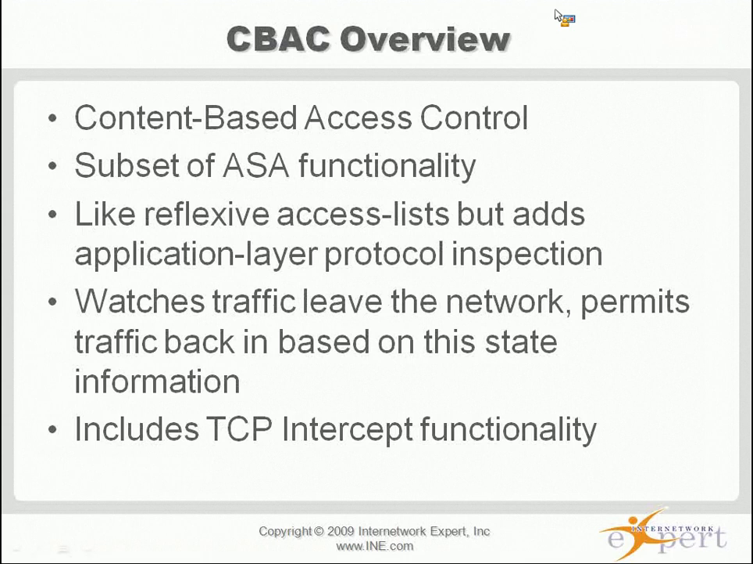Watching the traffic leave the network, permitting that traffic back in based on the state information gathered. Again, being able to bypass ACLs, have the entries in the session table to be able to look at those items and see whether it's in the session table, it saw the session leave, allowing that to come back through a restrictive ACL. So TCP intercept and reflexive access list kind of blended together and enhanced, bringing us to CBAC, which has more functionality.